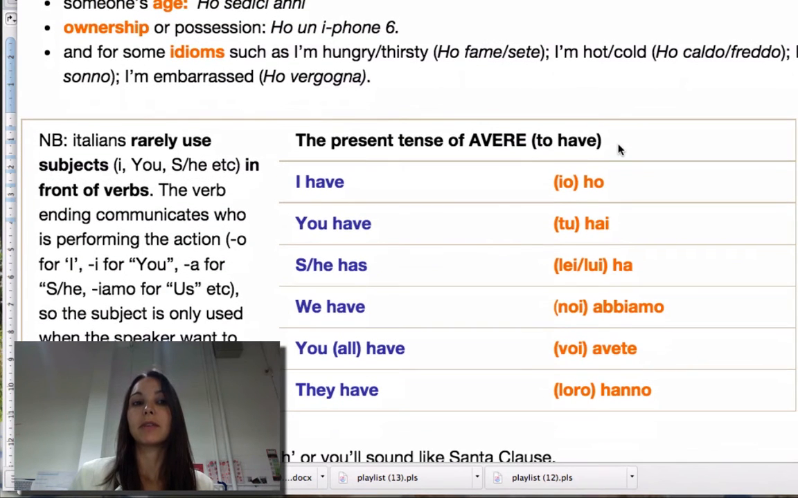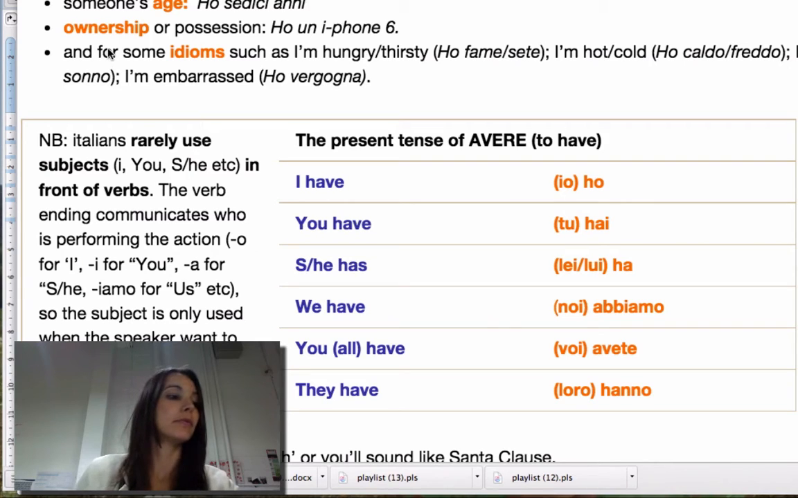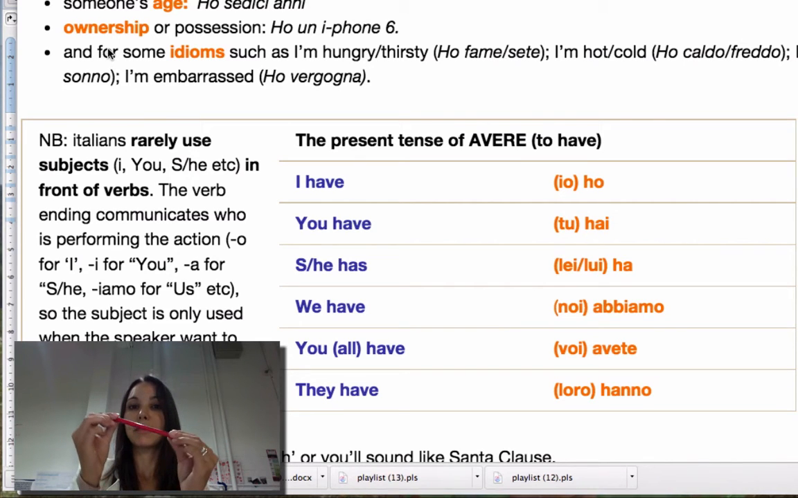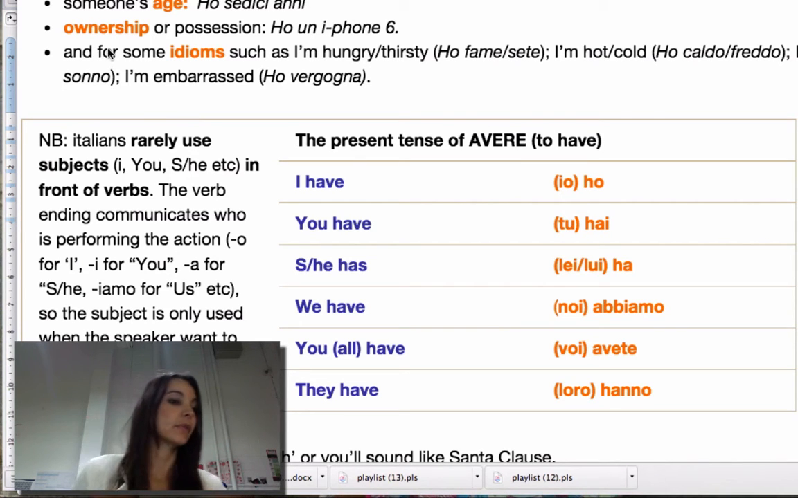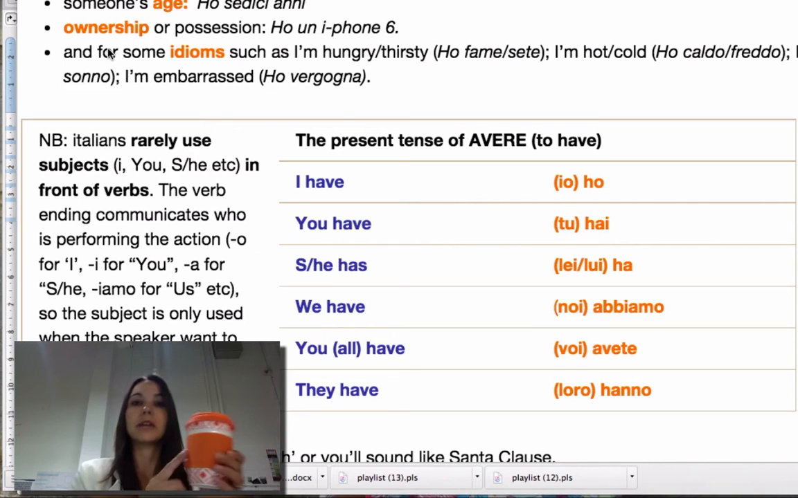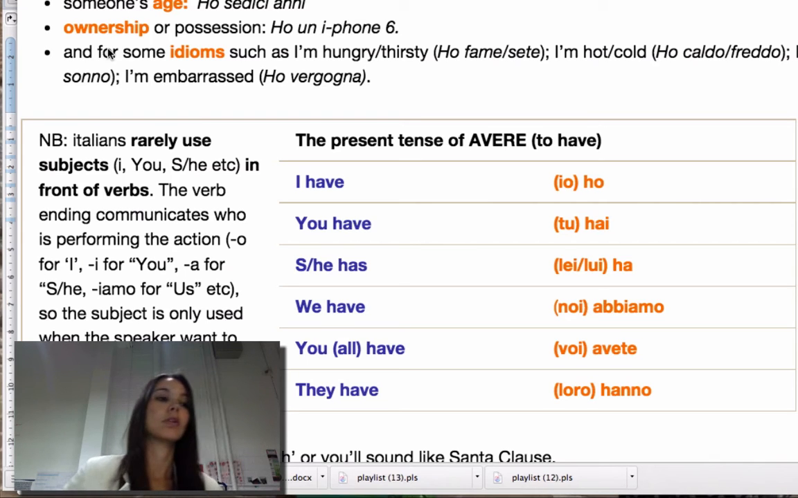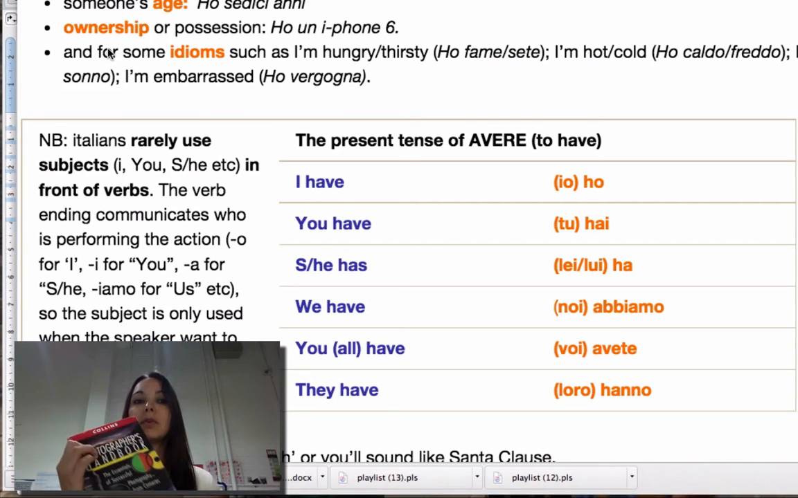Now, the verb avere in Italian is used to express age, as I mentioned before. Quanti anni hai? How old are you? And your answer, ho, the number, 16, and the word for years, anni. It's also used to express ownership. Per esempio, for example, ho una matita rossa, ho una tazza arancione, ho un libro.